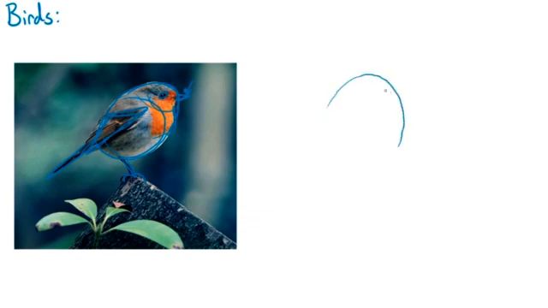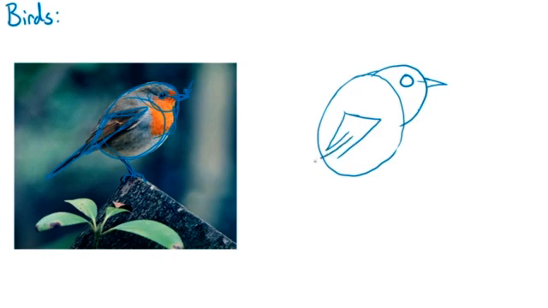So we're gonna have a circle, another more or less circle. His eye is usually right across from his beak. So we're gonna go here. Draw this little beak. Then he's got some triangle-ish wings, good for flying. Then he has a tail and some little feet.